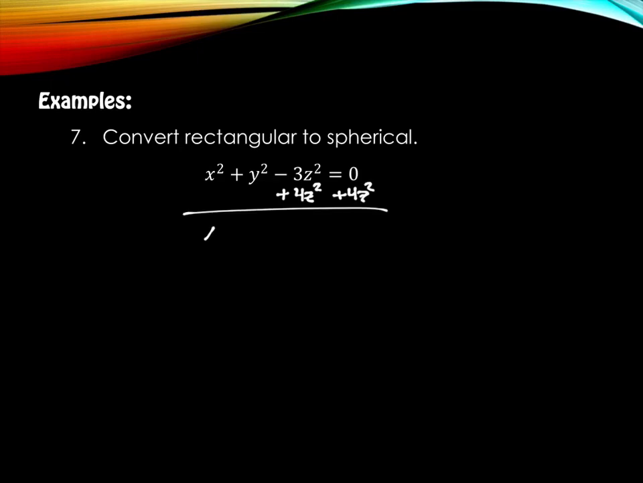Okay, so we're going to have the x squared plus y squared plus z squared that we all were hoping to have on the left. And now we've got 4z squared on the right. So on the left-hand side, there's my rho squared. Now within the same step, though, I need to change out that z squared as well on the other side. So what would I have to do there?